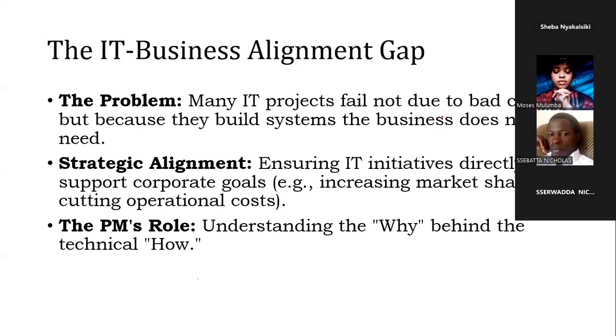So here they are saying that most IT projects fail not because the code is bad, but because they build systems that the business does not need. So what is the business need? What is the business need? This needs to be clearly defined by the IT project management. You need to have understood that. So in understanding what the business need is, you're beginning to align the IT initiative with the corporate goals.